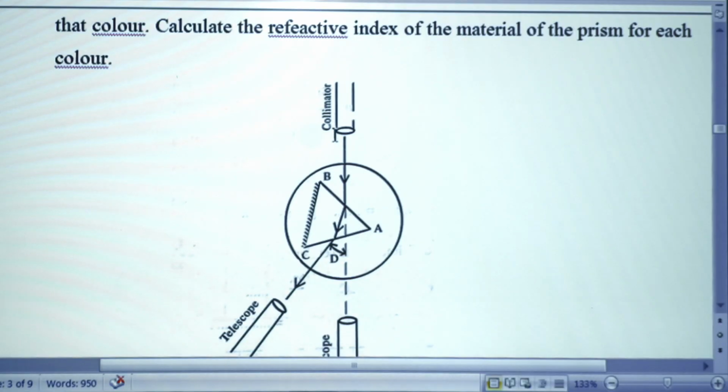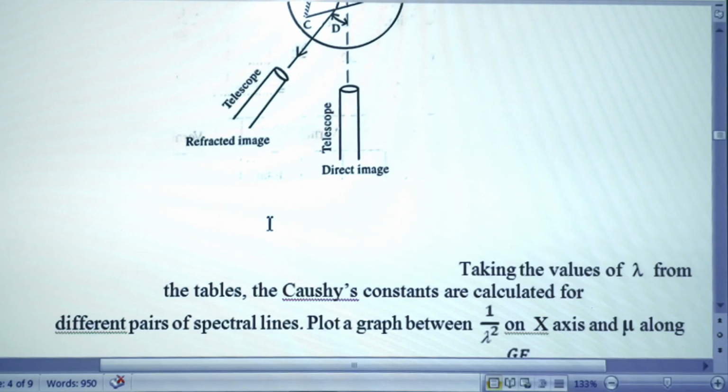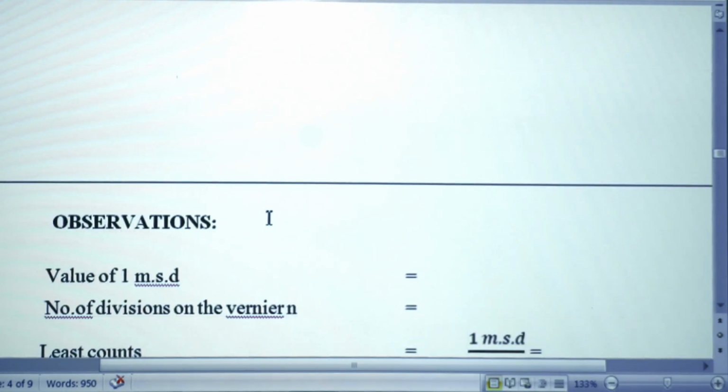So here we are using a mercury lamp, white light, the ray enters here, then the ray undergoes refraction, and the deviation is different for different colors. So on the telescope we get a spectrum with the violet line first, then the blue line, then the bluish green line, and so on, the different lines that we are obtaining.